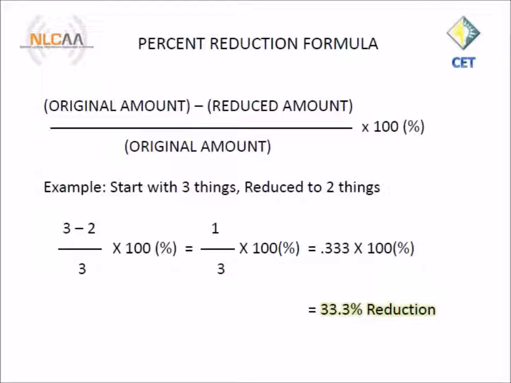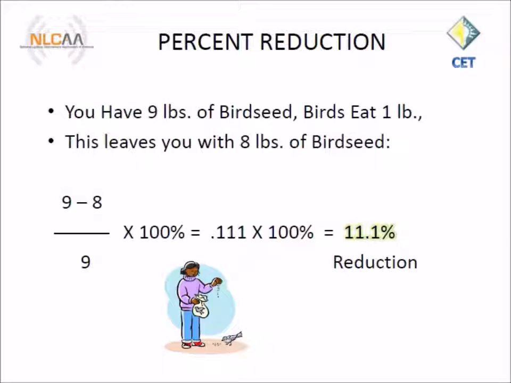Let's hope that makes sense. If not, just remember this formula is in your book and refer to it. This works with bird seed. I have 9 pounds of bird seed. Birds eat 1 pound of the bird seed, leaving me with 8 pounds. So 9 minus 8 is 1, divided by my original amount of 9 pounds is 0.111, times 100% is an 11.1% reduction. The birds have eaten 11.1% of my bird seed.